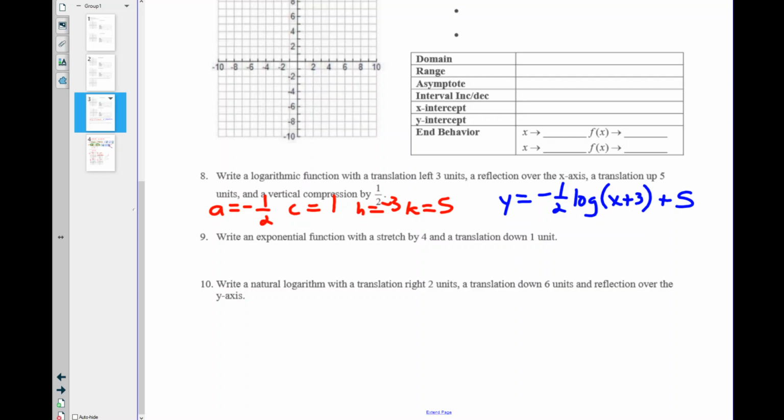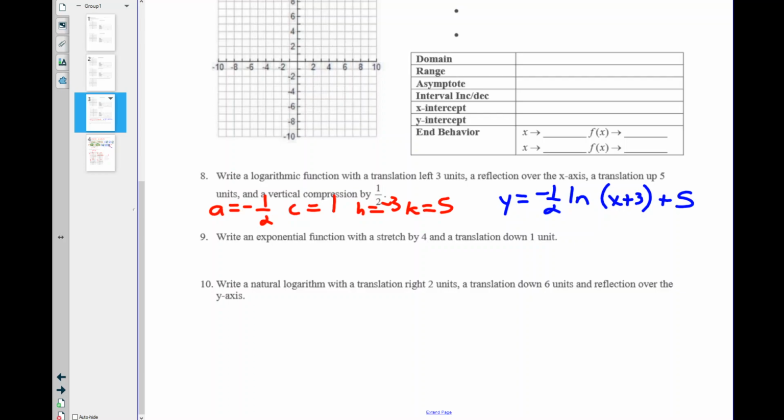What base did I choose here? Yeah. How about this? If I would have written this, would I be wrong? Nope, because it doesn't say what base. What base is that? E. Yeah, with ln it's just base E.